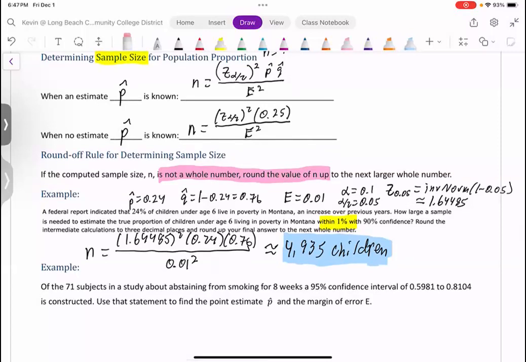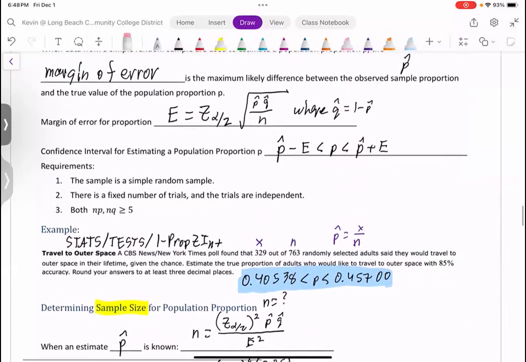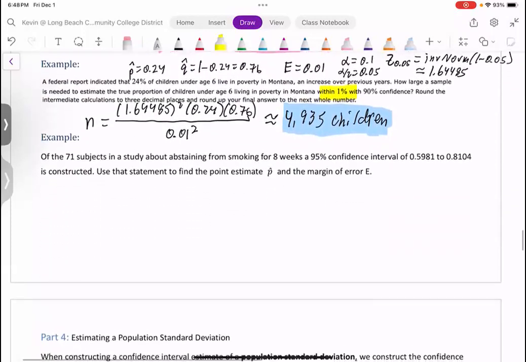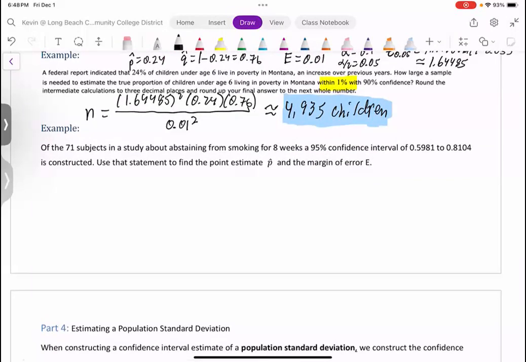All right, so we need to keep this in mind for this next problem. All right, so here we go. Of the 71 subjects in a study about abstaining from smoking for 8 weeks, a 95% confidence interval of 0.5981 to 0.8104 is constructed. Use that statement to find the point estimate p hat and the margin of error E.